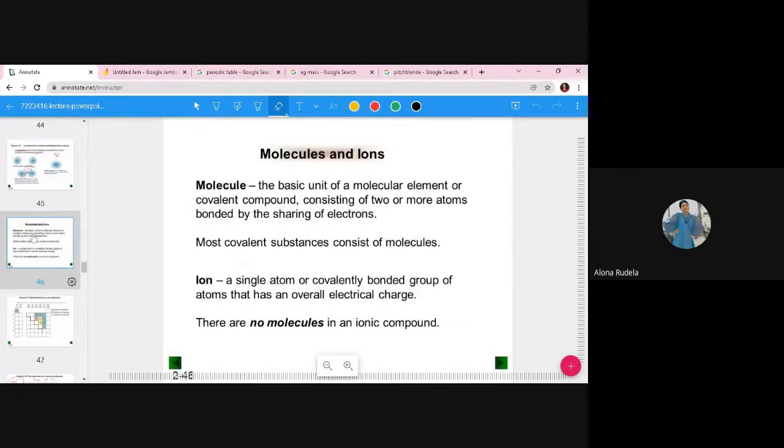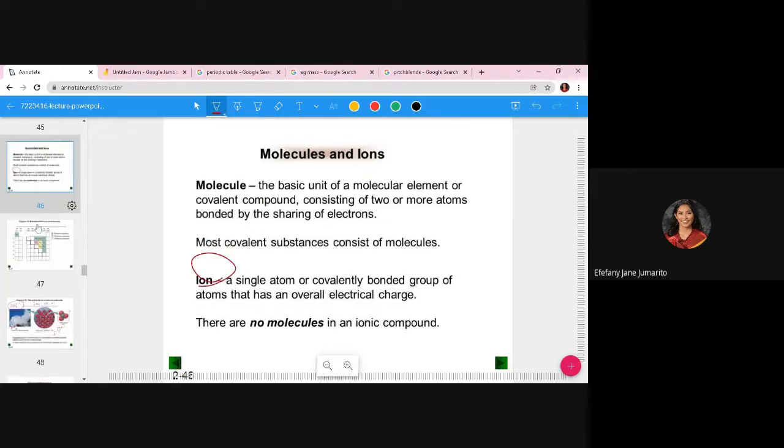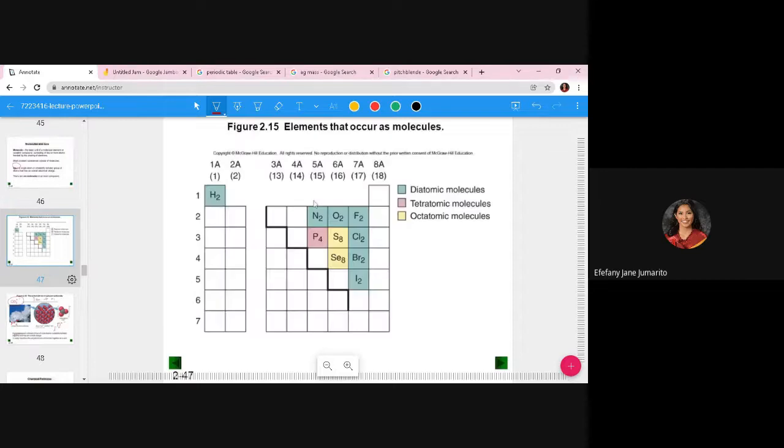Okay. We have here the molecules. Okay, basic unit of molecular element or covalent compound consists of two or more atoms bonded by sharing. Then we have also ions, charged particles. Now we also have here again, they are molecules like H2, because they are diatomic, this class.